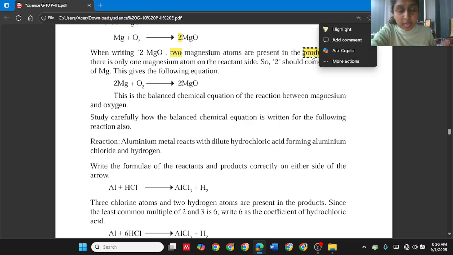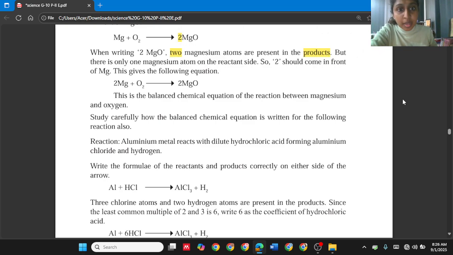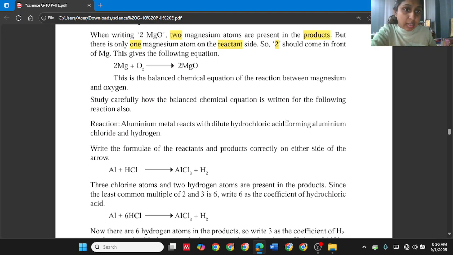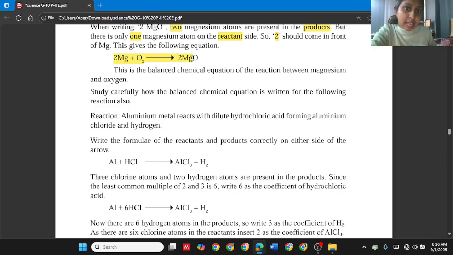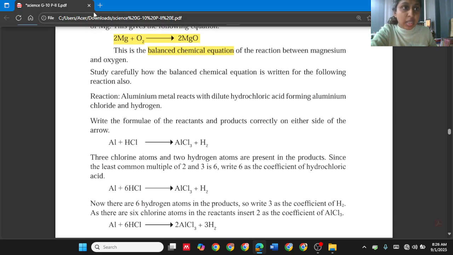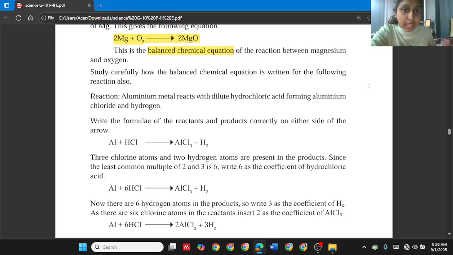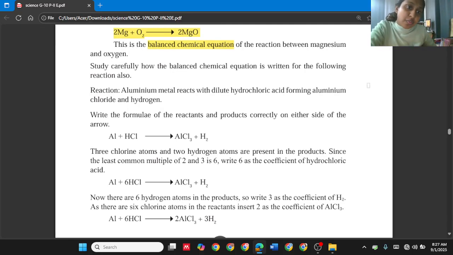2 in products. But there is only 1 magnesium atom on the reactant side. So 2 should come in front of magnesium. This gives the following equation. Here 1 magnesium is present on the reactant side, so you have to put 2 in front of this magnesium. So this is the balanced chemical equation of the reaction between magnesium and oxygen. Okay, so we're done with that one, and now they have given another example for you. So just discuss it.